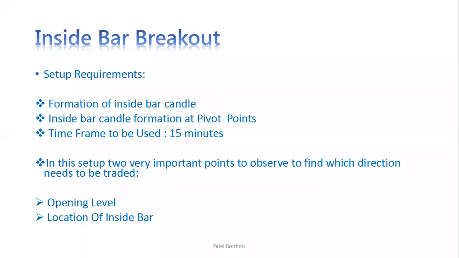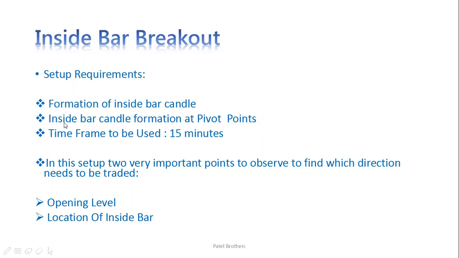You must have understood that in the morning session, the current candle is forming inside the previous candle. So what does this mean? If the current candle's high is less than the previous candle's high and the current candle's low is greater than the previous candle's low, that means it is inside the previous candle's range. So first, the current candle should be completely inside the previous candle's range. That is called the inside bar.